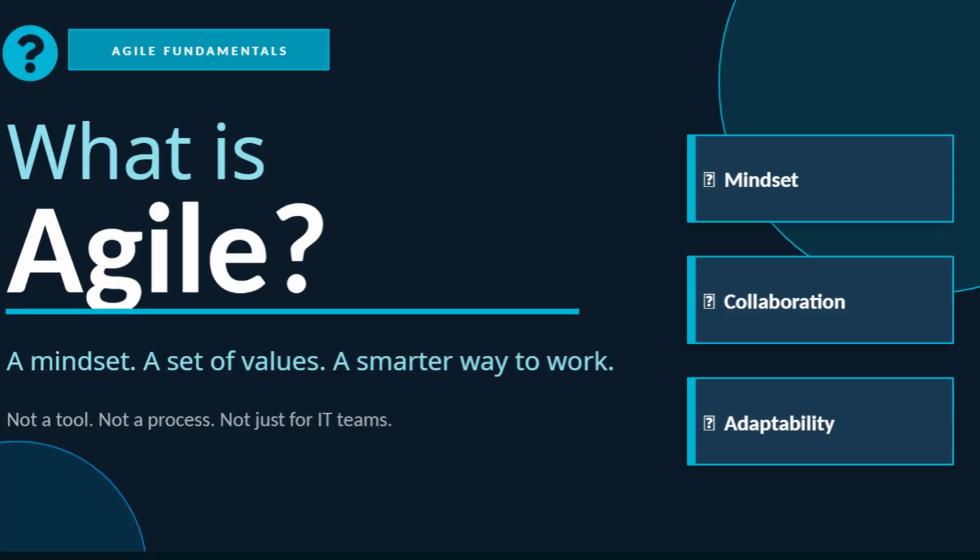First things first, agile is not a software tool. It is not a project management methodology. And it is definitely not just something your IT team does. Agile is a mindset, it's a set of values and principles about how teams work together to deliver value faster and more reliably. It was born in 2001 when 17 software developers got together, frustrated with slow, rigid, plan heavy processes, and wrote what they called the Agile Manifesto.